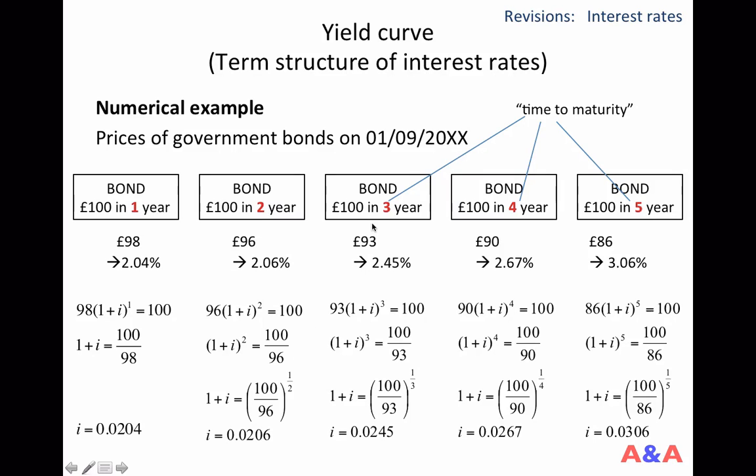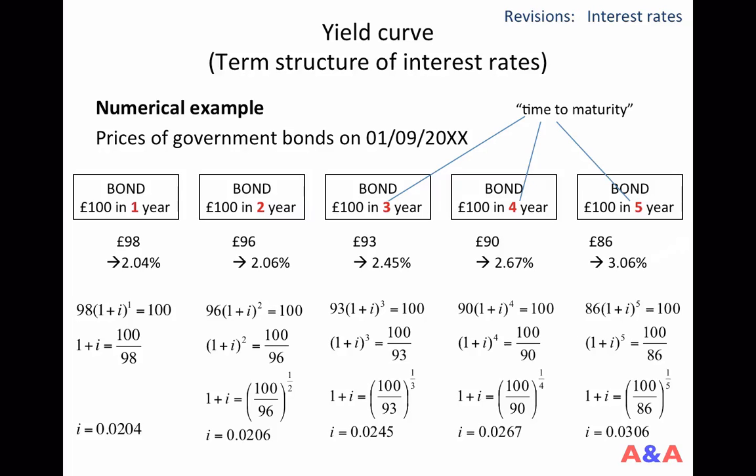Let's see the 3-year bond, the annual interest rate implied by its price. The current price is 93. So 93 times (1 plus unknown interest rate I) to the power 3 should be equal to 100. If you divide both sides by 93, (1 plus I) to the power 3 is equal to 100 over 93. And if you take the third root of both sides, 1 plus I is equal to (100 over 93) to the power 1/3. I is equal to 0.0245, 2.45%. Same for the other bonds.